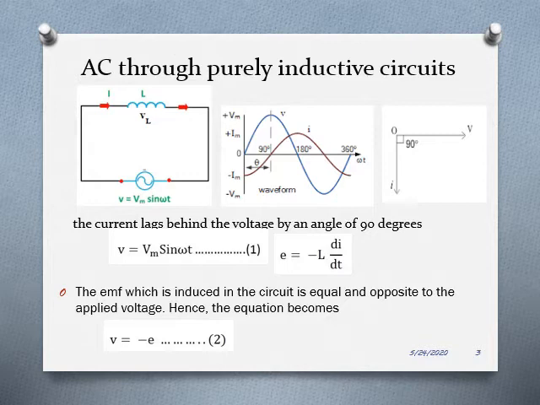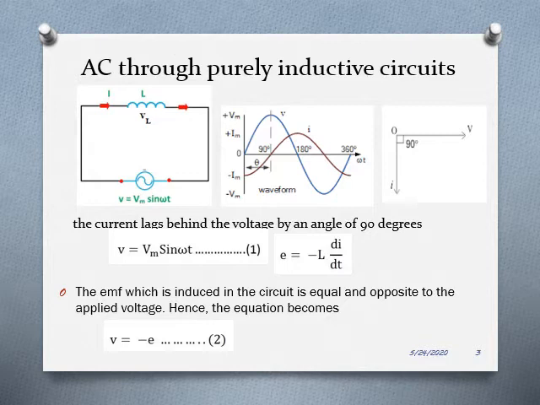Now consider a pure inductance of L henry connected across an AC voltage whose instantaneous value v is equal to Vm sin omega t. The voltage across the inductance is denoted as VL. Since there is an AC voltage source, a current will be flowing through this pure inductor.